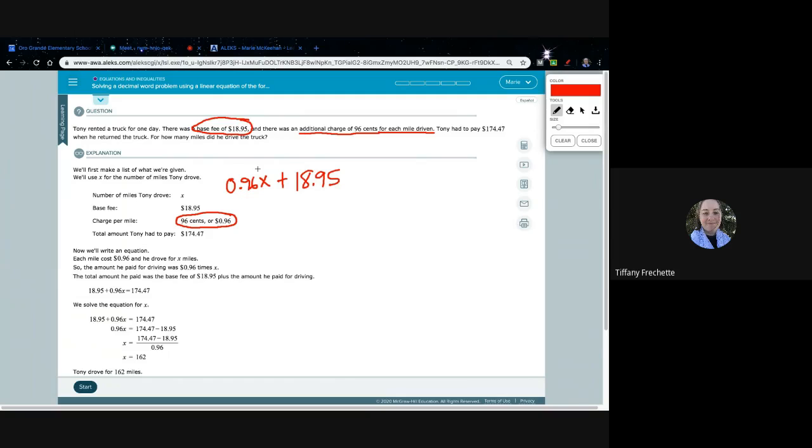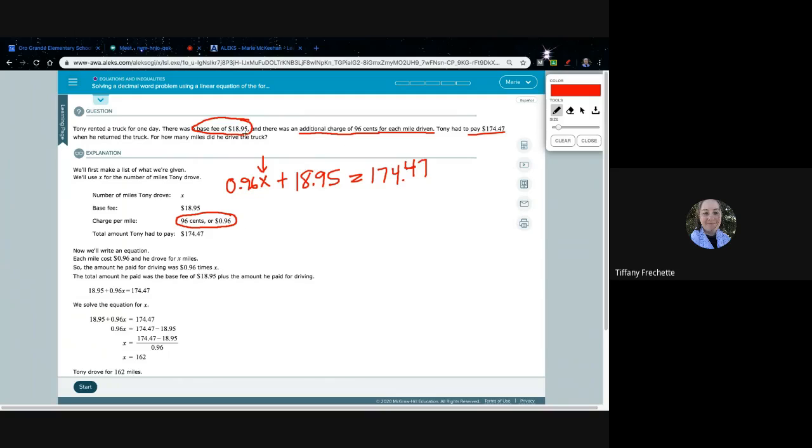Because if he drove 1 mile, it's an extra 96 cents. If he drove 2 miles, we need to do 96 times 2. If he drove 3 miles, 96 times 3. So 0.96, sorry. We just want to make sure we're adding the correct number. So that's why we know x, or the number of miles, has to go next to 0.96, because then how many 96 cents we pay depends on how many miles we drive. They also tell us that he paid a total of $174.47. So this is our equation.